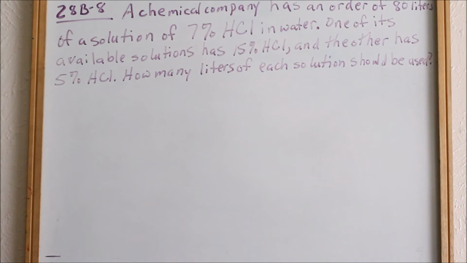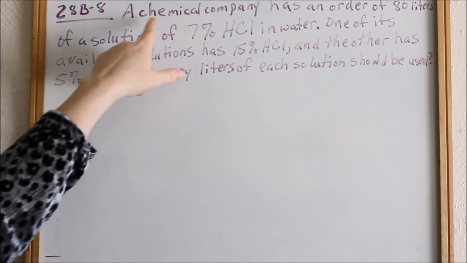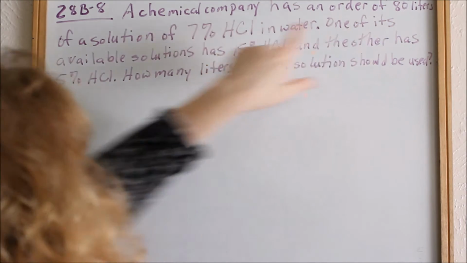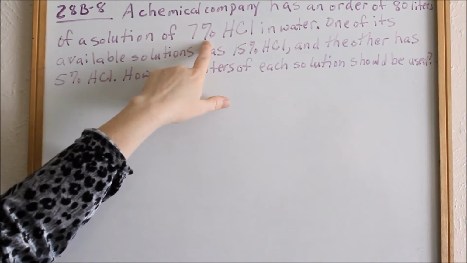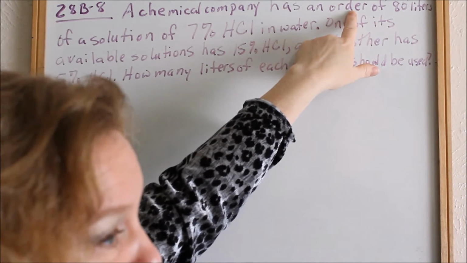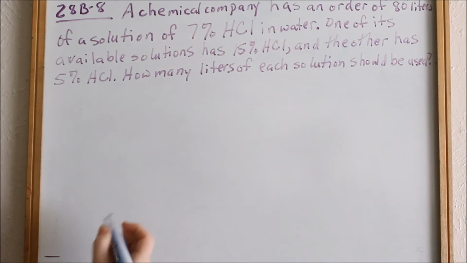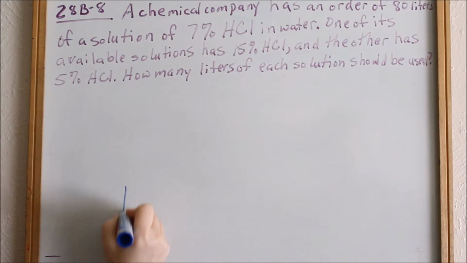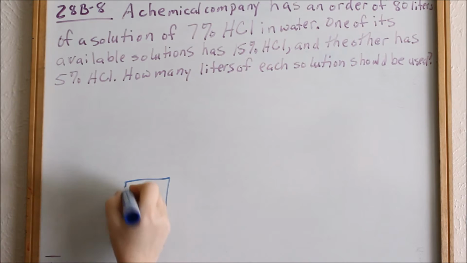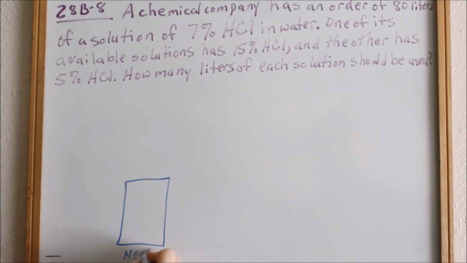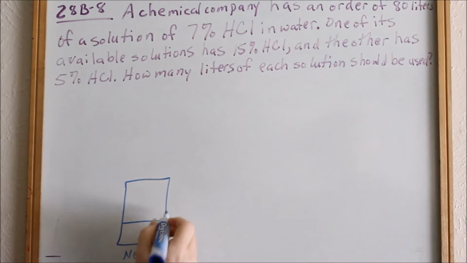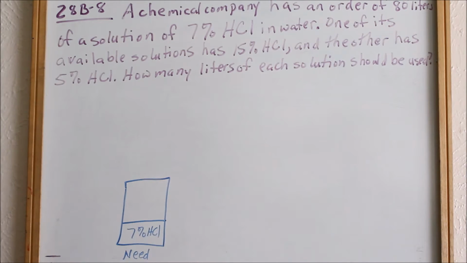The key on these problems is to find out what you have and what you need. So this chemical company needs 80 liters of 7% HCl because they have an order they have to fill. So that's what they need, okay? That's what they're wanting, that's the need. My recommendation is to draw a picture. So this is what they need, okay? They need a solution that is 7% HCl, okay?